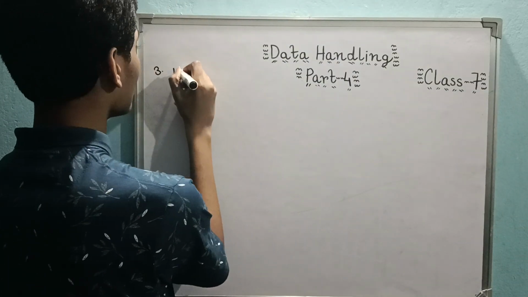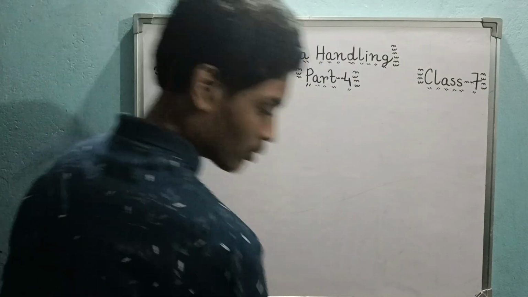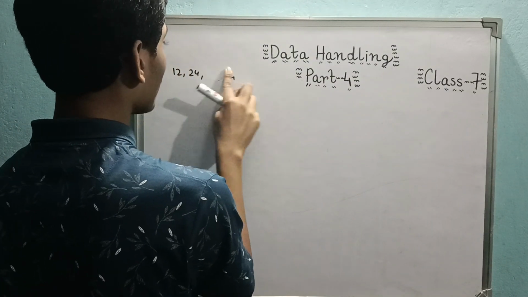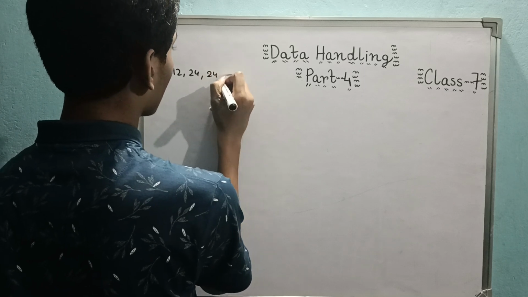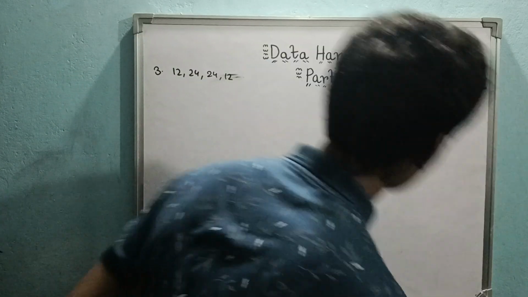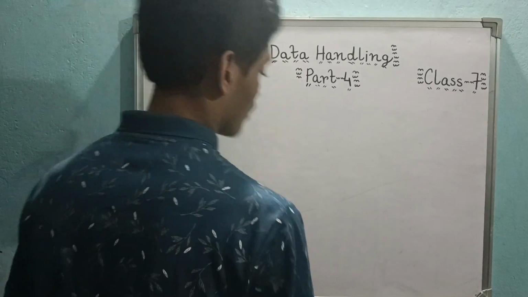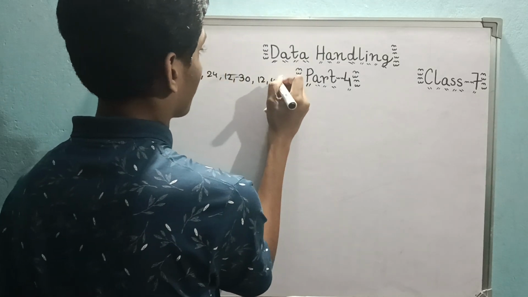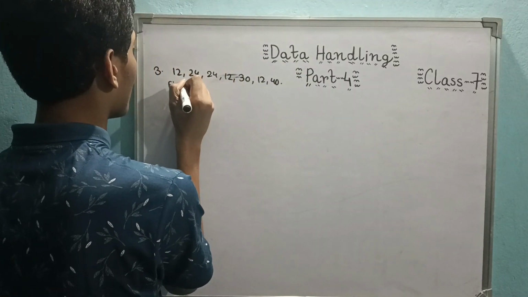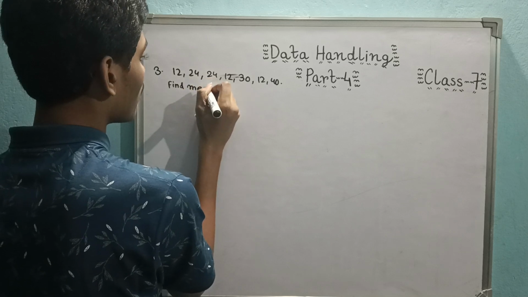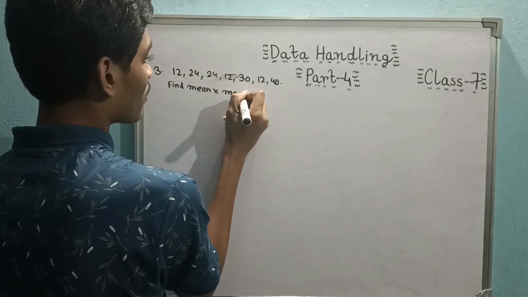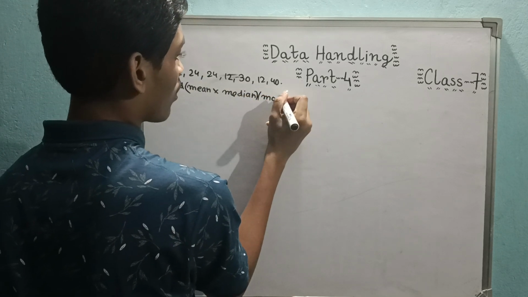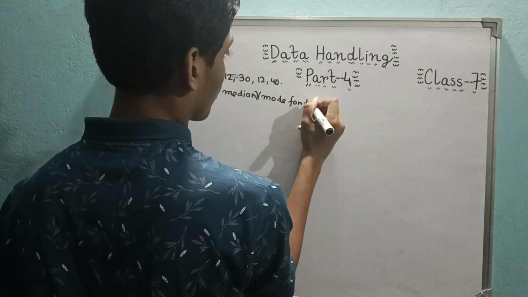So here I have some values. You remember how to calculate median and mean, I hope. Some people can understand what question is coming up next. Get ready for some stupid combination kind of question. Find mean into median divided by mode for the values.